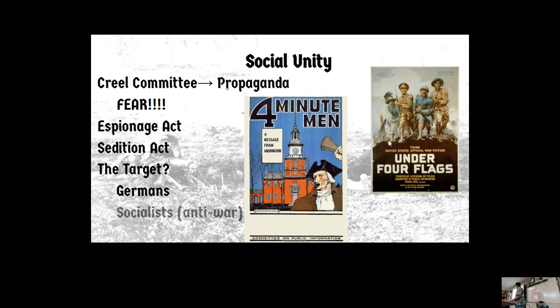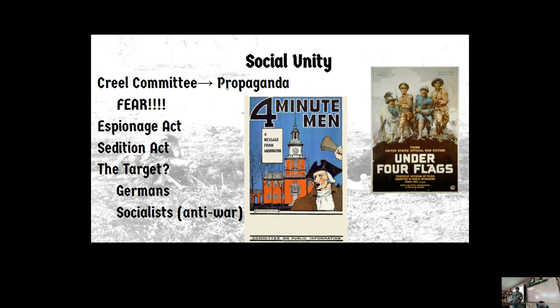And the other target was socialists, because of the communist revolution, the October Revolution. Socialists were opposed to the war. They saw it as workers killing workers so the bankers and the financiers and the capitalists could get rich.